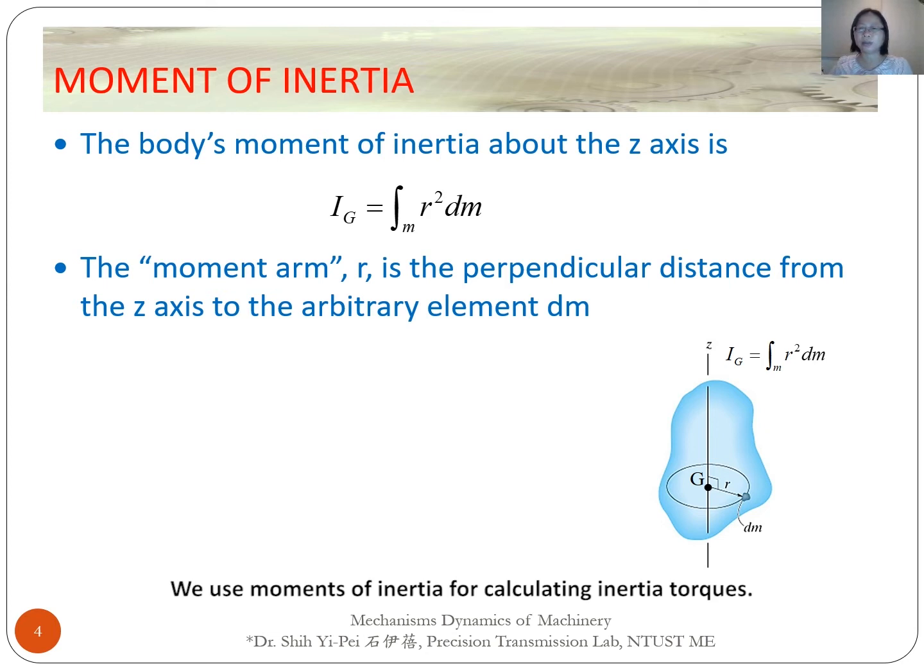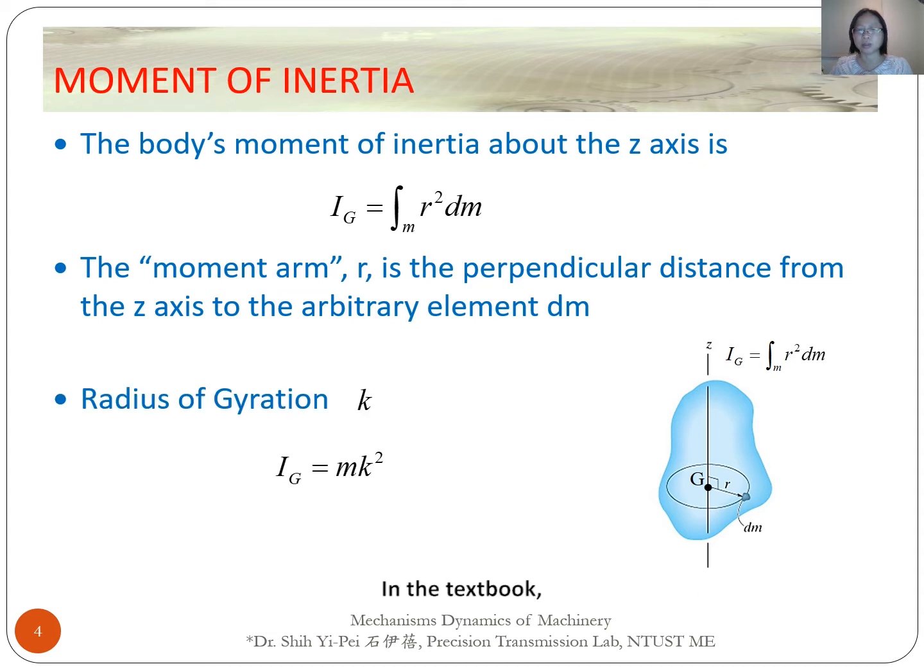We use moments of inertia for calculating inertial torques. Moment of inertia is defined as the integral of the second moment about an axis of all the mass elements, dm. Here r is the perpendicular distance from the z-axis to the arbitrary element dm. The z-axis always passes through the center of mass G.